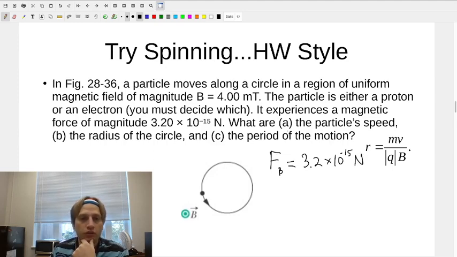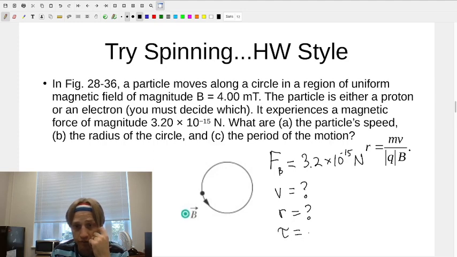What is the particle's speed? What is the radius of the circle? And what is the period of motion? All right, so I want to help you set this problem up. You may not get to the end of it, but it may be useful to get there.